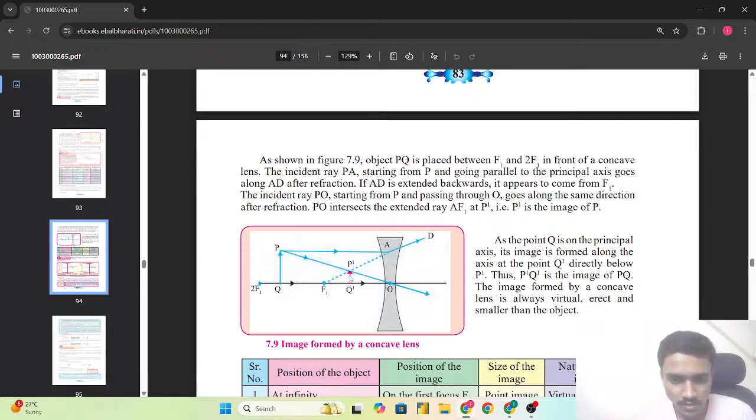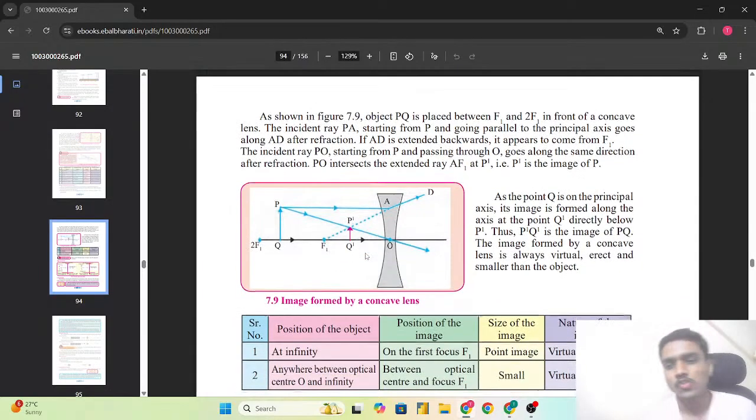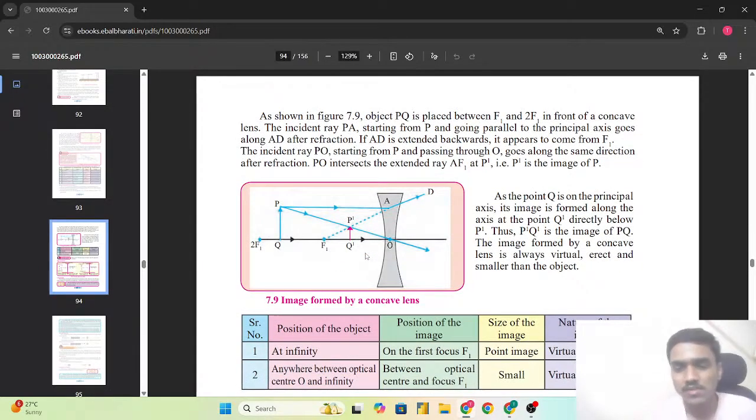Here we can see P dash and Q dash is the image which is formed. As the point Q is on the principal axis, its image is formed along the axis at the point Q dash, directly below P dash. Thus P dash Q dash is the image of PQ. The image formed by a concave lens is always virtual, erect and smaller than the object. This is one of the important points related to the concave lens: the image formed by the concave lens is always virtual, erect and smaller than the object.